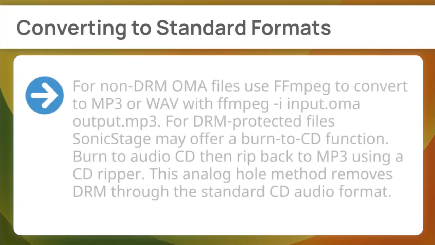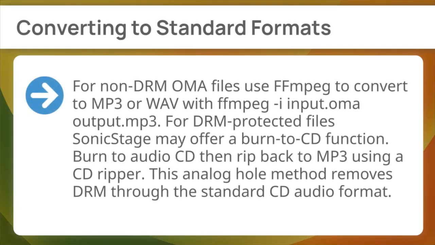Next, converting to standard formats. For non-DRM OMA files, use FFmpeg to convert to MP3 or WAV. The command is: -i input.oma output.mp3.